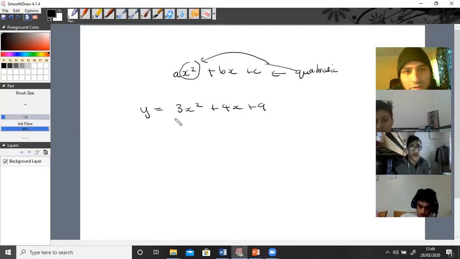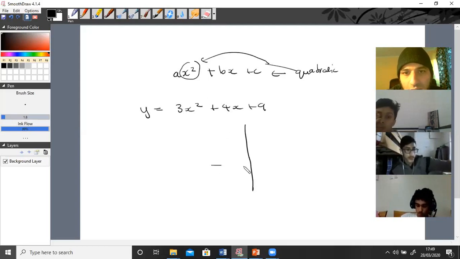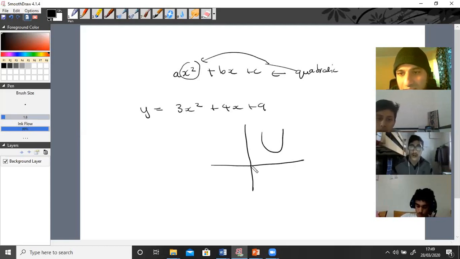Y equals 3x squared plus 4x plus 9. We know now, because this equation has an x squared in it, in some way you can draw a graph of it. Because anything with x squared, you can make a graph. And the graph will look something like this. Maybe, yeah? Does that make sense?